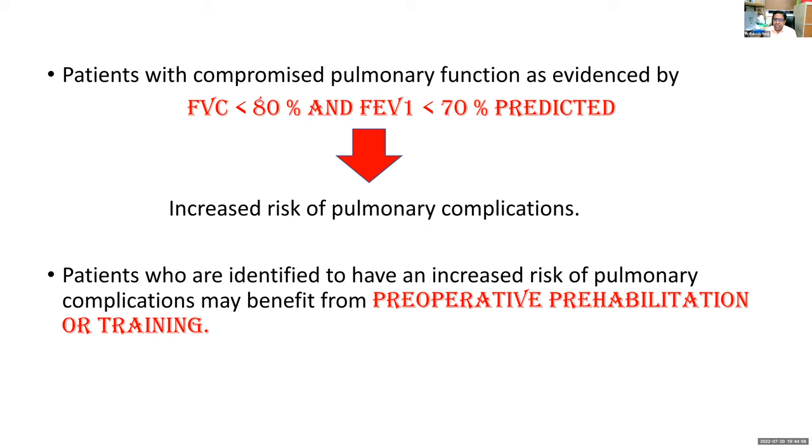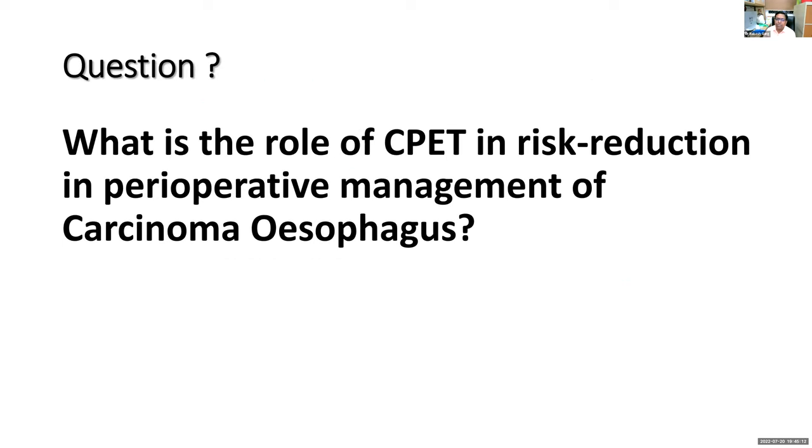Also, in our patient, there is a decrease in the FVC and FEV1. So probably this patient would have an increased chance of complications. And hence, whatever time we have, we need to look for prehabilitation or optimization of the pulmonary functions as well in the preoperative period.